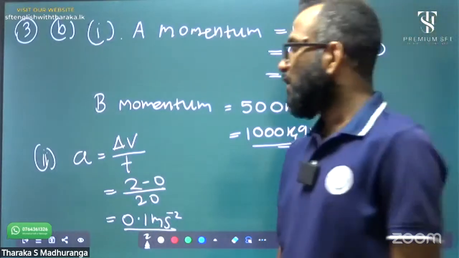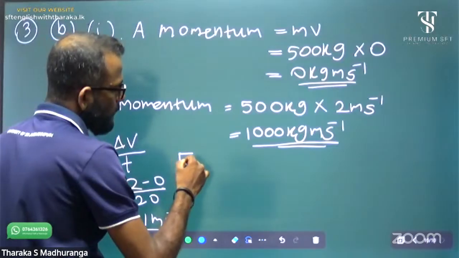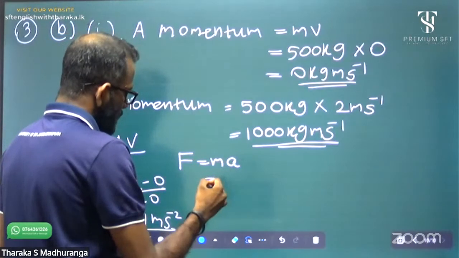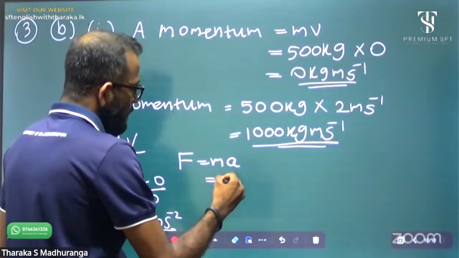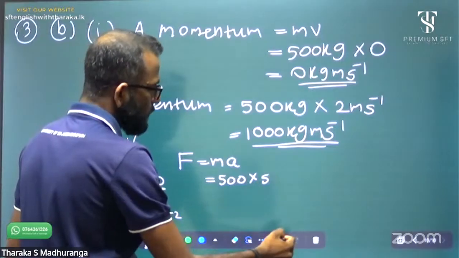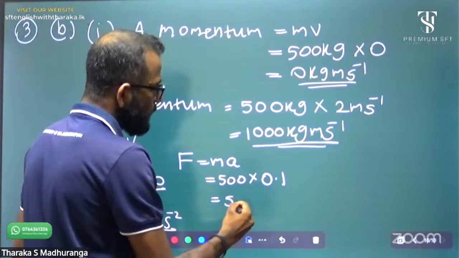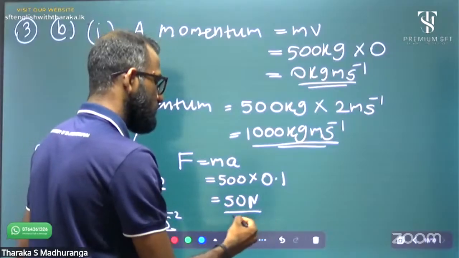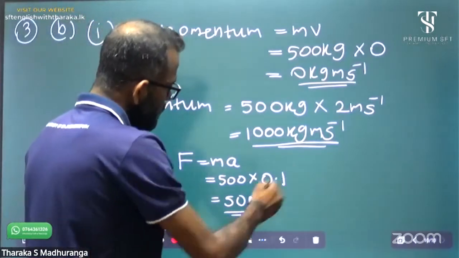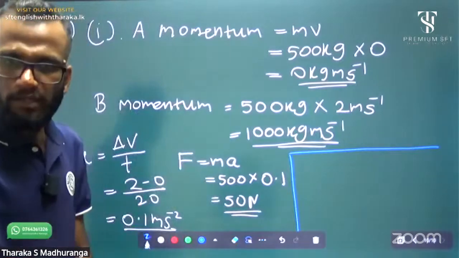Now you can use Newton's second law equation, F equals ma. Mass 500, acceleration 0.1. It is 50 Newton, the unbalanced force, the horizontal force. The 50 Newton is the horizontal force. Okay, this is the acceleration method.